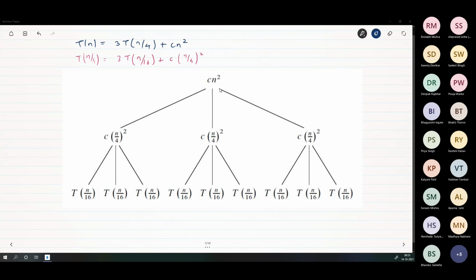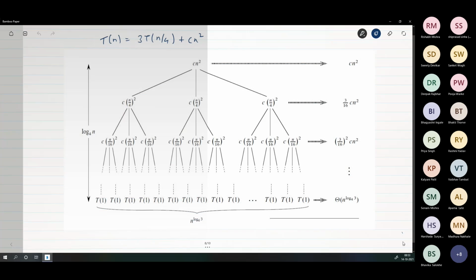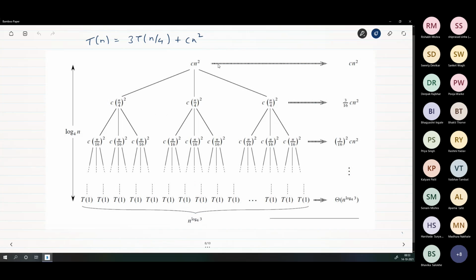So the cost at the top level is c times n squared. The cost at the next level is 3 times c times n by 4 squared. You have to add these 3. So that is what we will see at the next level. Top level cost is just c times n squared. Next level is 3c times n by 4 whole squared, which is 3 by 16 c n squared.